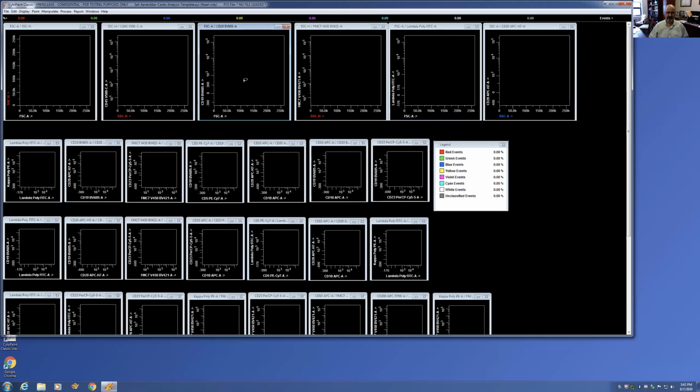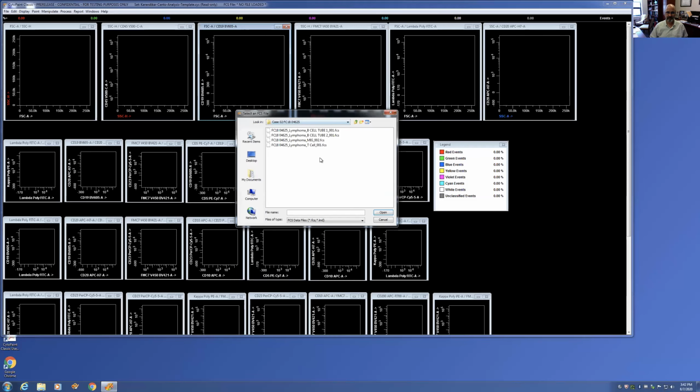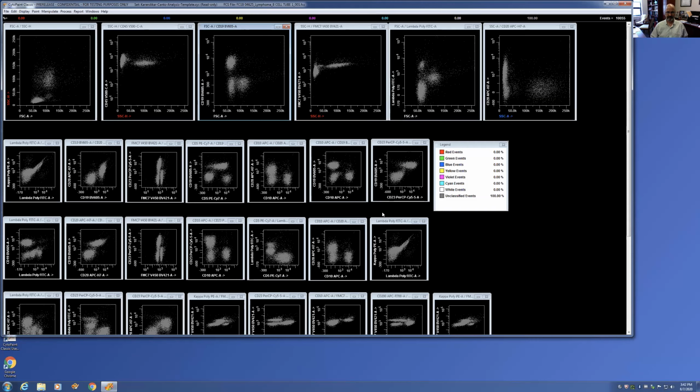Okay, so we are in this software now called CytoPaint, and I have opened my template here. We used to have a software called Paint-A-Gate, and now the latest one that can do lots of colors is called CytoPaint. And what I'm going to do is I'm going to load a file here, right? And you can see this is a B cell tube. I see CD19 here. It's got CD45.